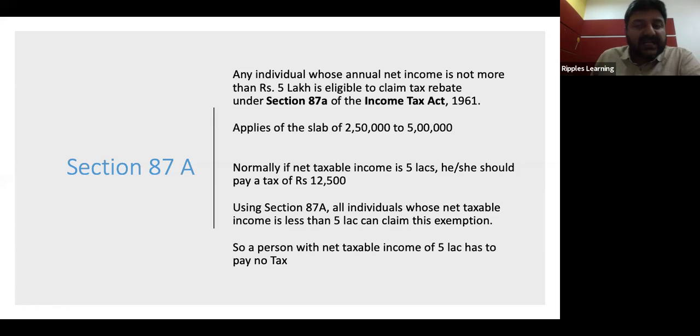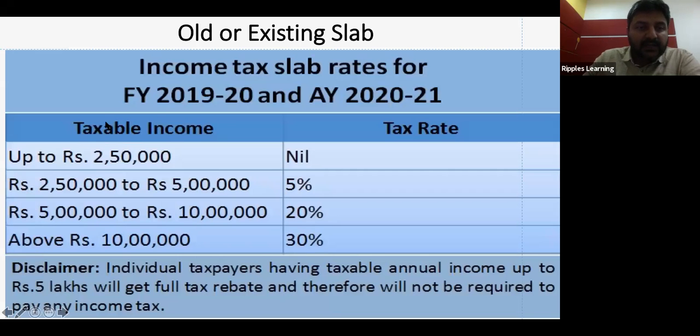The moment your net taxable income is more than 5 lakhs, you will be paying 5% from the slab of 2,50,000 to 5 lakhs, right? So you will be paying tax in between this. So that is something that we have to understand. This assumption that from 0 to 5 lakh there is no tax is wrong if your net taxable income is more than 5 lakhs. Is that clear? Quickly, I will repeat again.